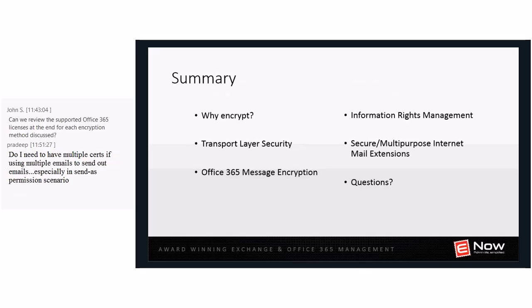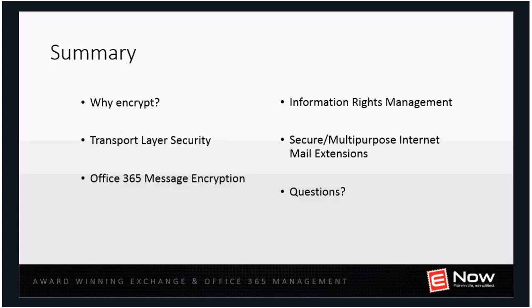So as we wrap this up, we talked about some reasons for you to encrypt your messages, why encryption in Exchange Online is a good idea to use. Then we talked about 4 different encryption technologies. Transport layer security allows you to set up that point-to-point, end-to-end encryption between 2 Exchange organizations. OME is kind of what users think of. It's the closest thing to what users think of when they think of encryption.